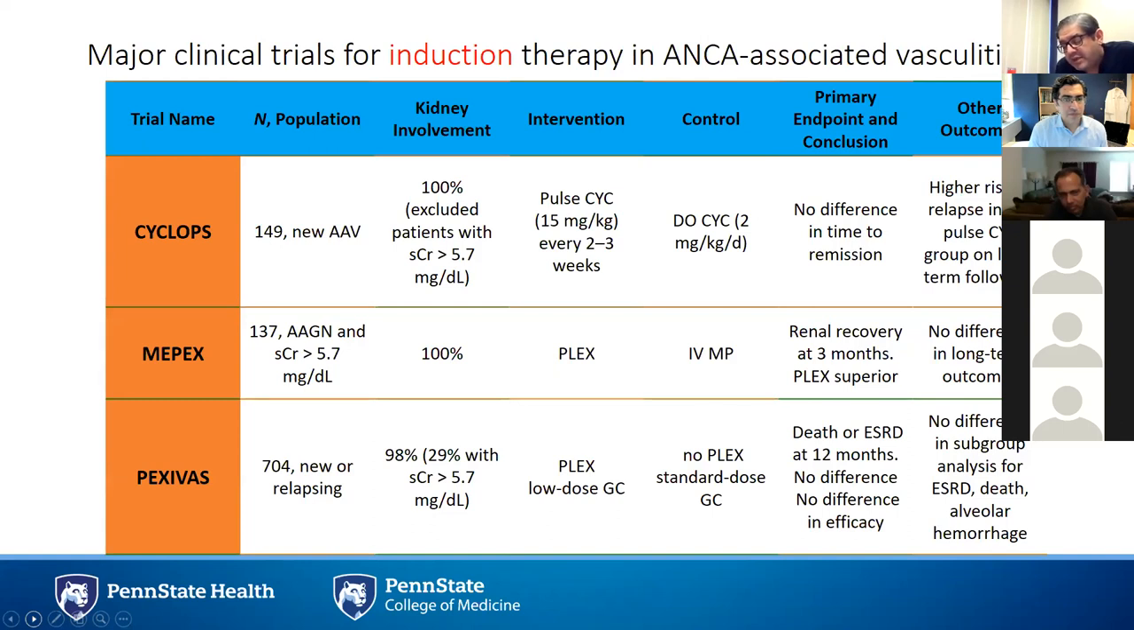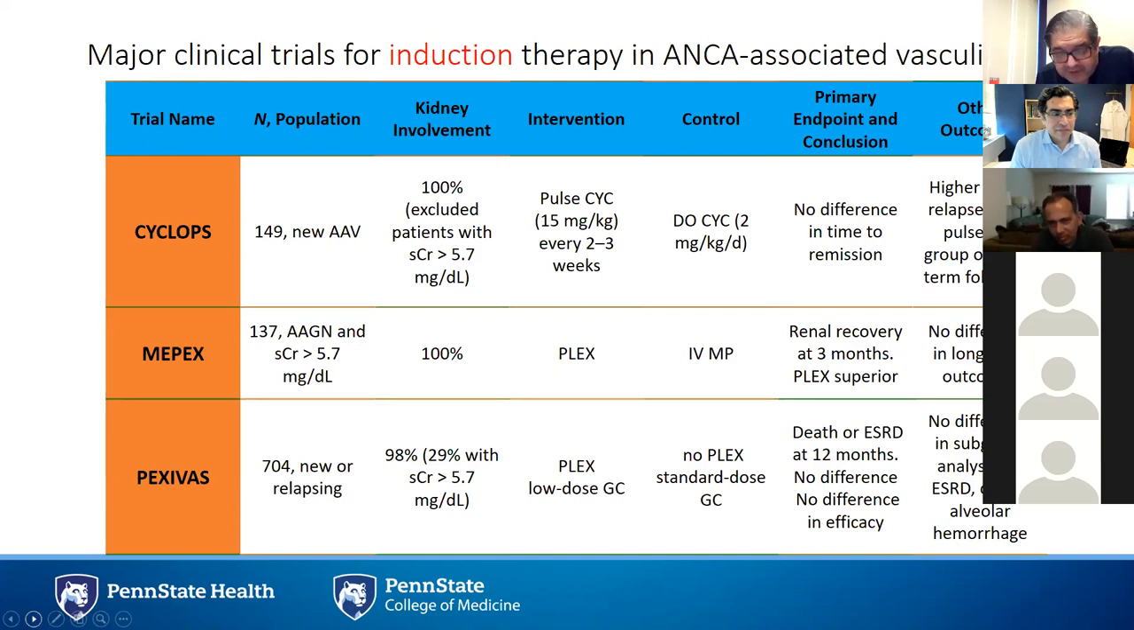routine plasmapheresis in patients with ANCA-associated vasculitis is probably not supported now after PEXIVAS. But even late last year, there was a subgroup of patients with crescentic disease and pulmonary alveolar hemorrhage, which maybe had a signal towards better outcomes. So people who want to use plasmapheresis in very sick patients will find a way to do that. And I know of clinicians who do it. And I'll give you a very quick clinical anecdote in a sec. But for most patients, this is not probably supported now.